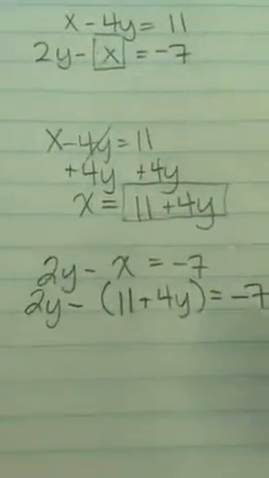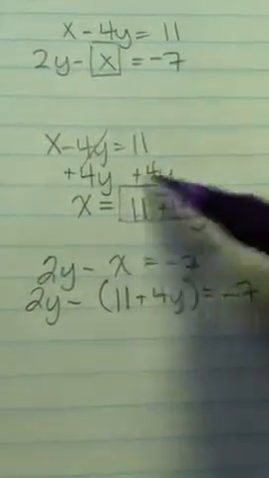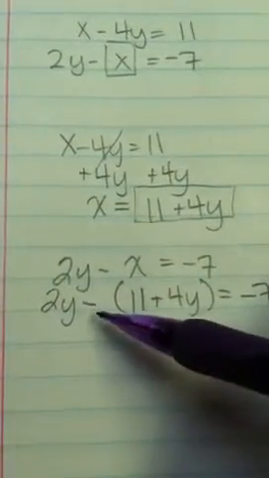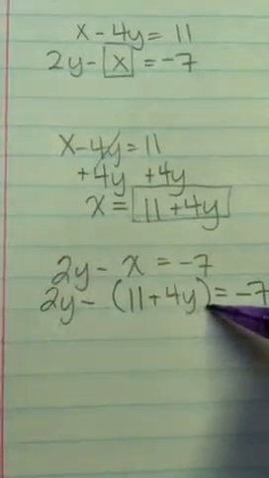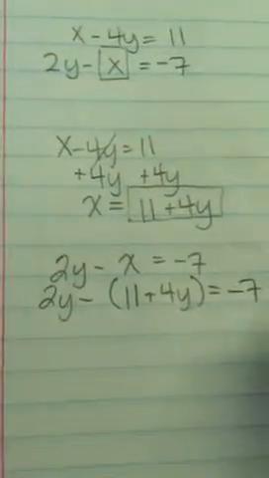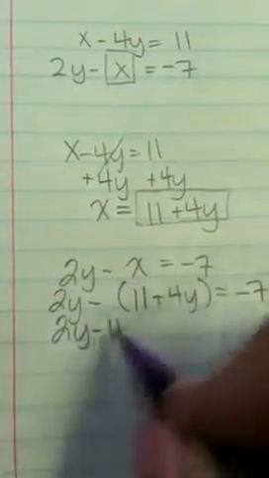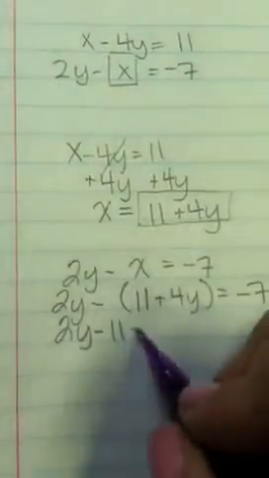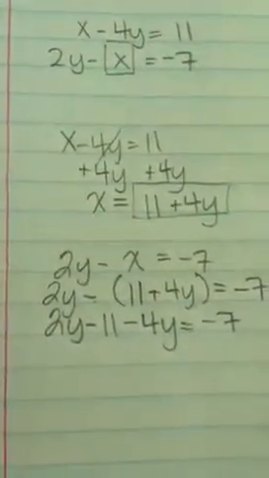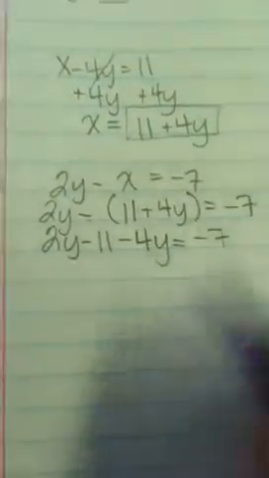The key here is making sure that you put whatever your one variable equals in parentheses, because whatever operation is on the outside is going to happen to every part on the inside. What I'm talking about is the distributive property. So now I'm going to distribute the negative. And negative times 4y is negative 4y, and negative times 11 is negative 11, equals negative 7. Now I'm going to simplify and isolate my variable.